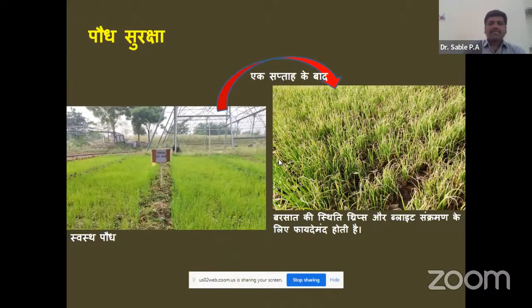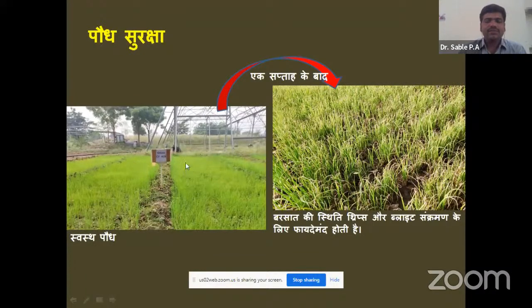Plant protection is very important in the vegetable nursery because, as we know, the dissemination or spread of particular pests and diseases into the main field arises only from the vegetable nursery. So here we can see the previous year's photographs in the onion nursery, taken just 7 to 8 days before.